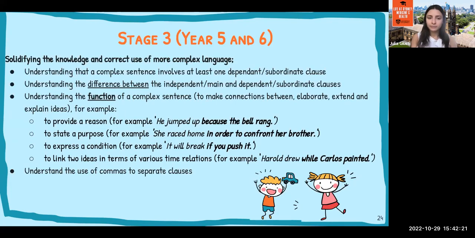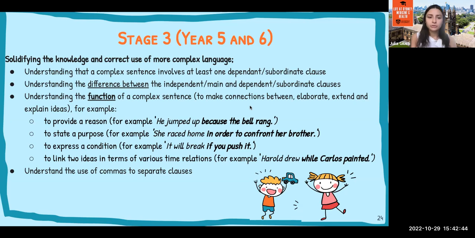So in stage 3, or the upper primary years of year 5 and 6, students should be solidifying knowledge and correct use of more complex language. They should understand the difference between independent and dependent or subordinate clauses, and that a complex sentence involves at least one dependent or subordinate clause. They should know that the function of a complex sentence is to make connection between ideas.